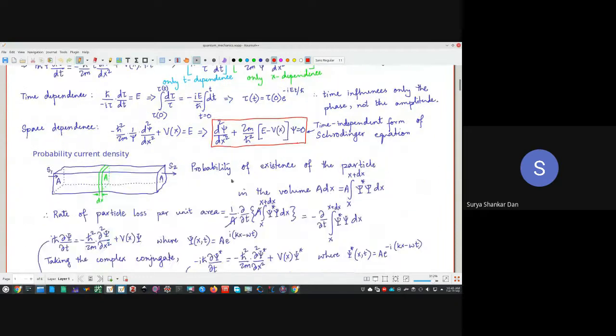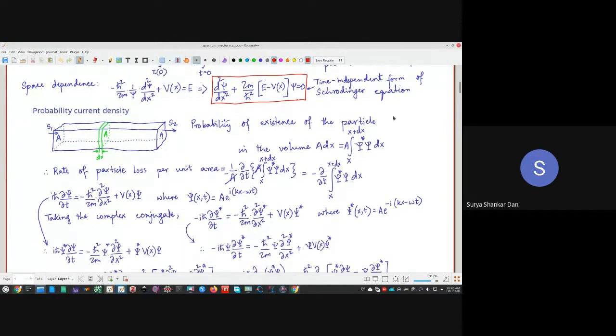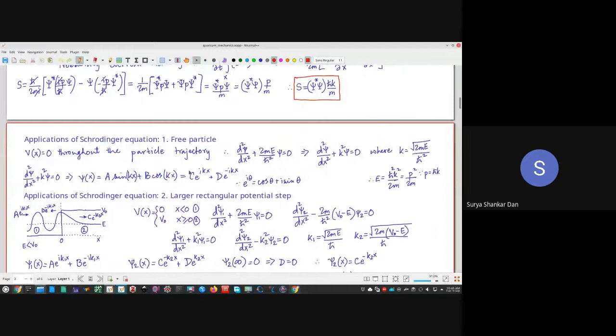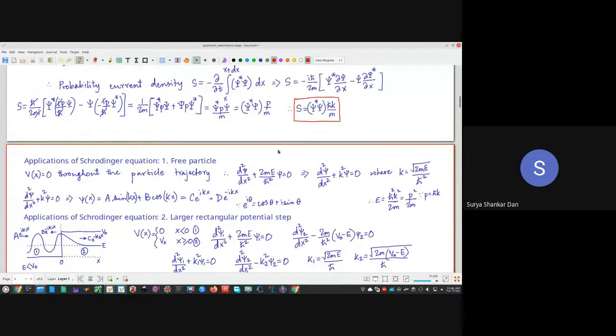you need to get bothered only about the time-independent form, because the time-dependent form simply influences the phase, not the amplitude. We are only concerned about the amplitude because we need to bother about the number of free carriers inside the material. Awesome. In the next class, we will begin with applications of the Schrodinger equation. Then we will only deal with the time-independent form of the Schrodinger equation.